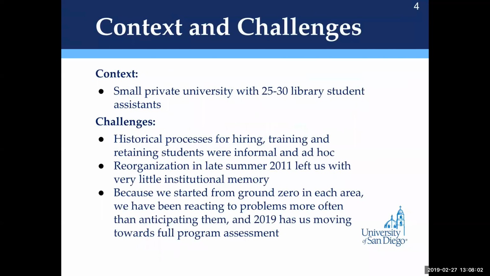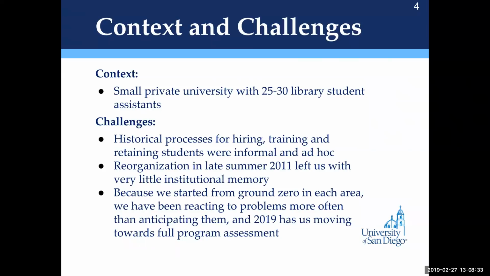So just a little bit of context in terms of 2012, in terms of context for the university. We're a small private university. Typically, we have about 25 to 30 library student assistants in our area at any one time. When we came on scene in 2012, the historical practices or historical processes for hiring, training, and retaining students were very informal, very ad hoc. That was a big challenge.